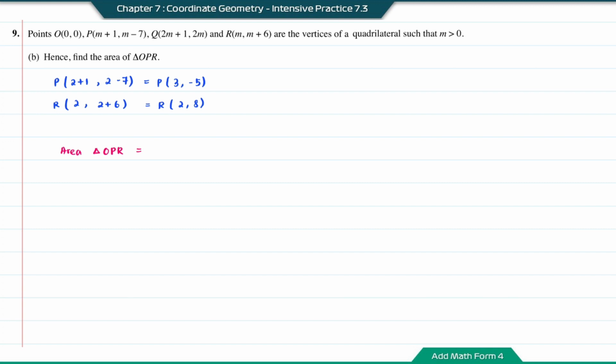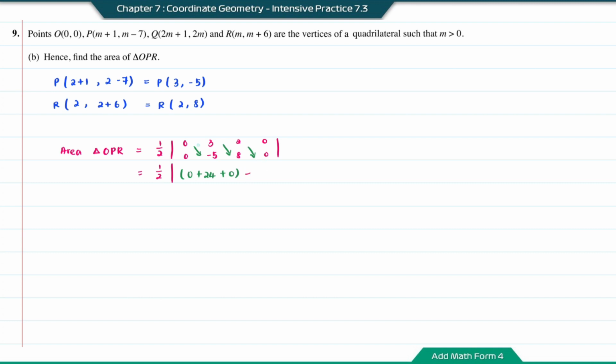So now we can find the area of the triangle OPR. So it will be 1 over 2. We're going to start with the coordinate O, which is (0, 0), followed by P (3, negative 5), and R (2, 8), and end with the first coordinate. So this will be equal to 1 over 2 times the sum of all products in these directions. So 0 times negative 5, this will be 0. 3 times 8, positive 24. And 2 times 0, this will be 0 as well.